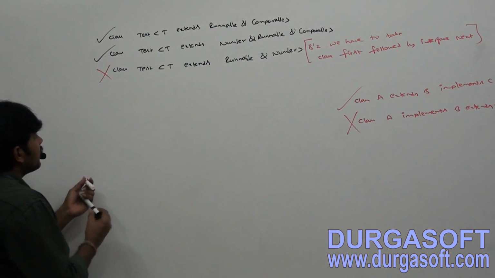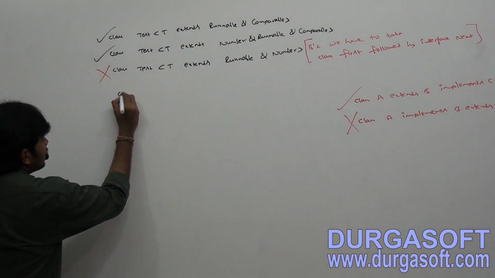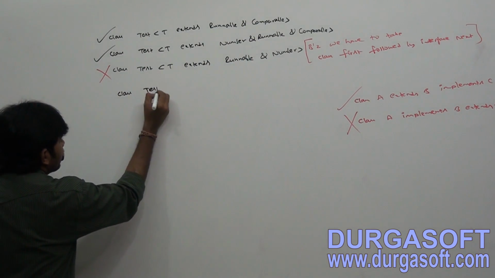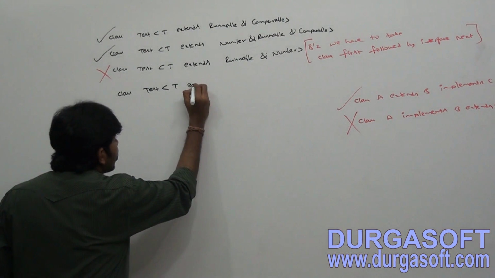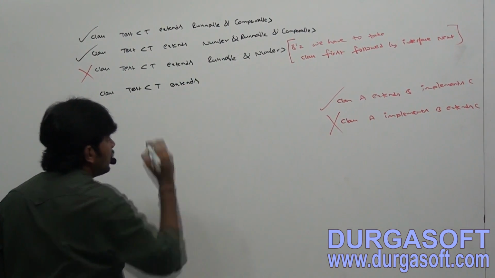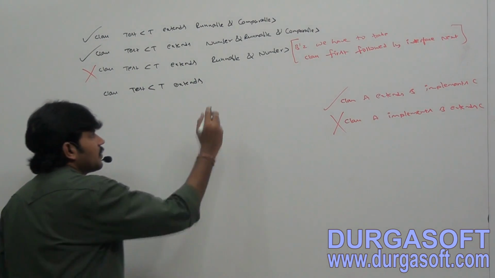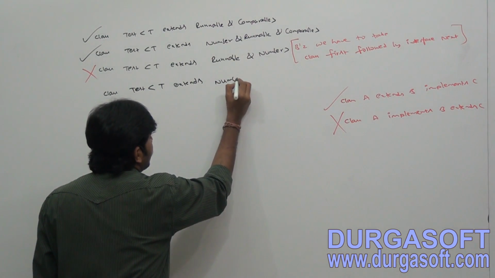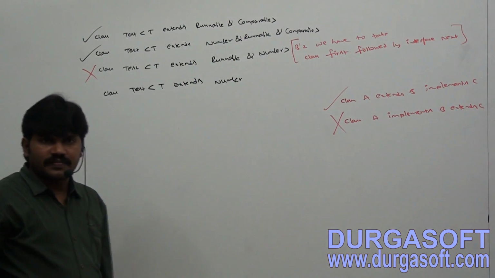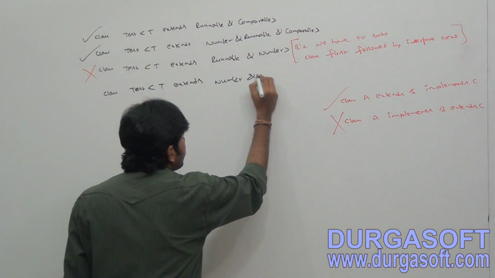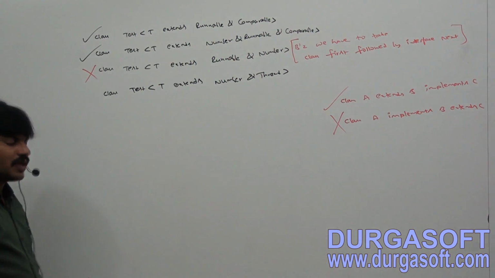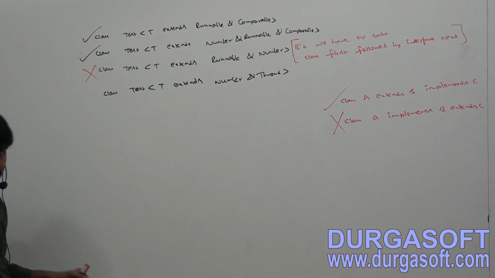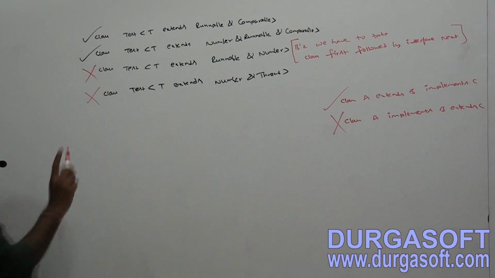Next, I am taking class Test<T extends Number & Thread>. It should be a child class of Number and should be a child class of Thread. Is it allowed or invalid? I mean valid or invalid? This one also invalid. What is the reason?